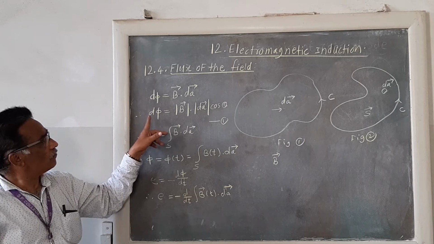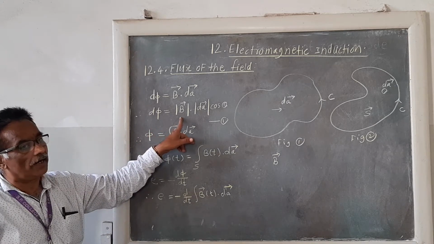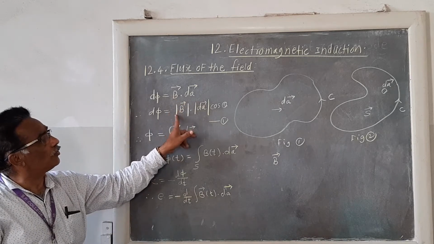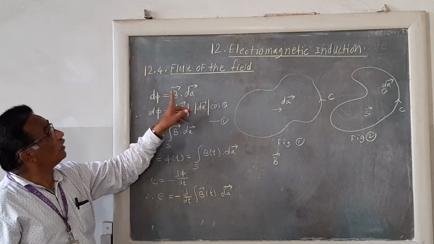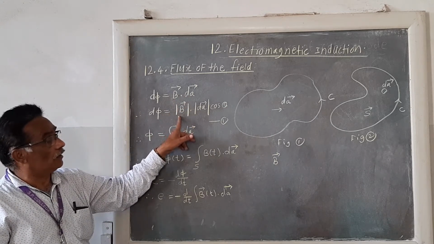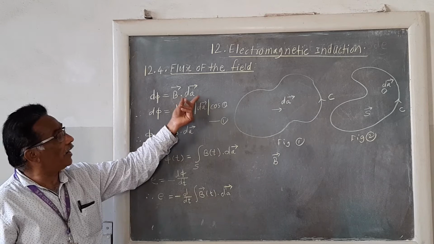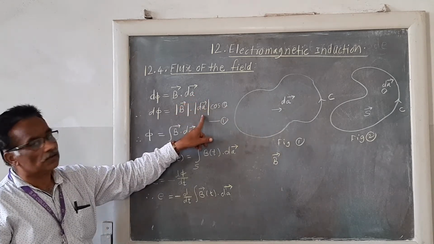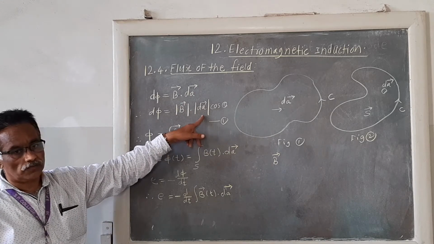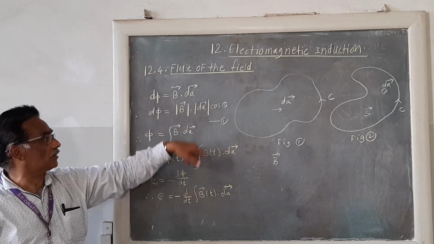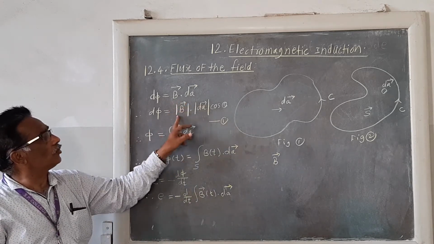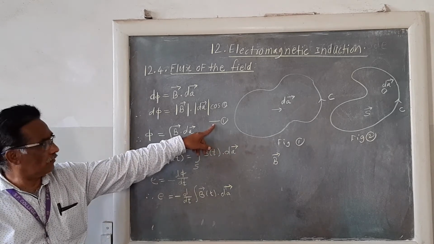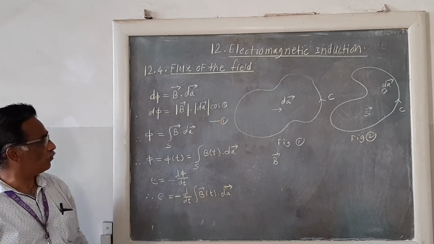The value of d phi can be simplified using the dot product: A dot B is equal to AB cos theta. Accordingly, we can write the magnitude of vector B and the magnitude of dA into cosine of theta. This is written according to the dot product which we have already studied in 11th standard. Call this our equation number 1, which is written for figure number 2.